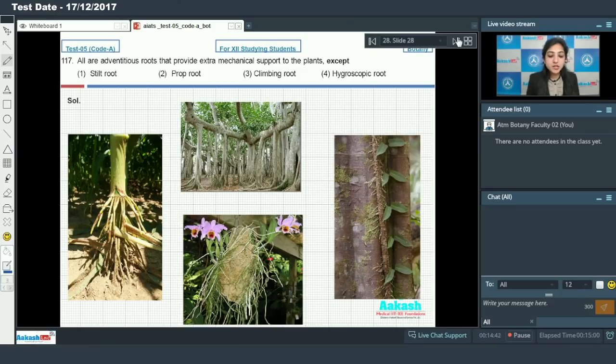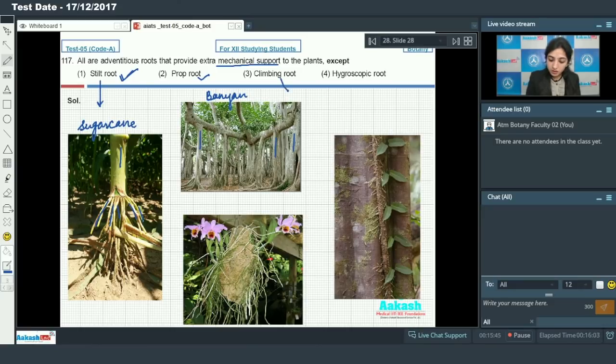All are adventitious roots that provide extra mechanical support to the plants except stilt roots. These are the stilt roots in sugarcane. These roots are the stilt roots. These provide mechanical support to the sugarcane. This is correct. Prop roots. These are the prop roots. They are present in the banyan tree. They are adventitious roots which provide mechanical support.